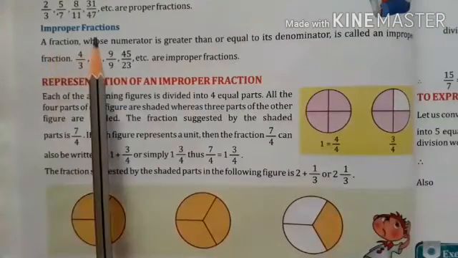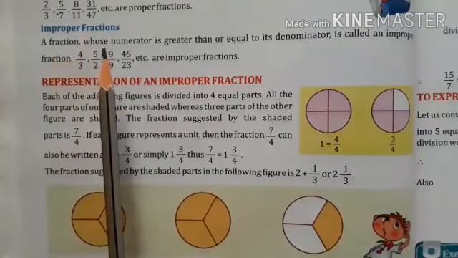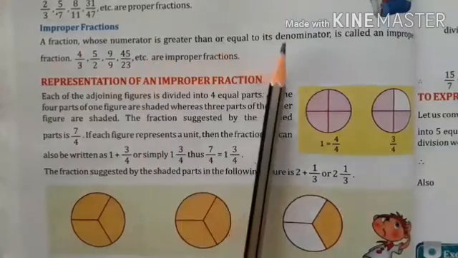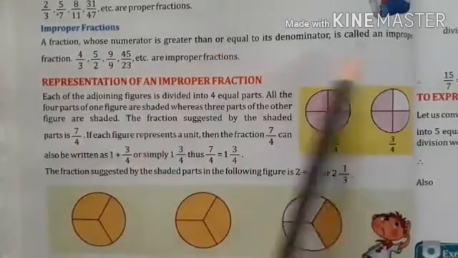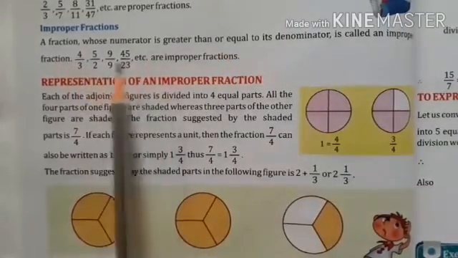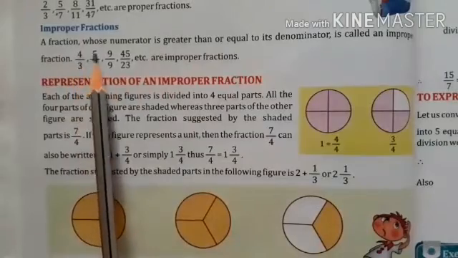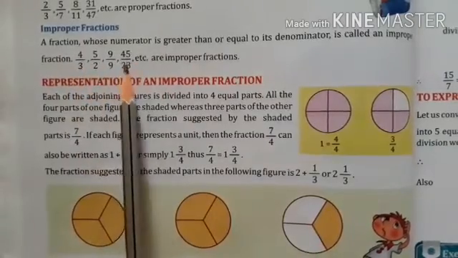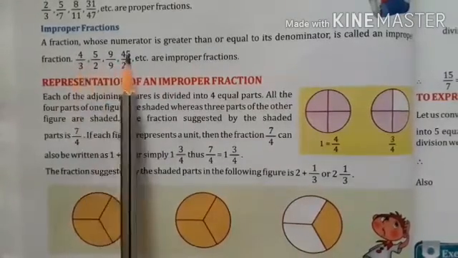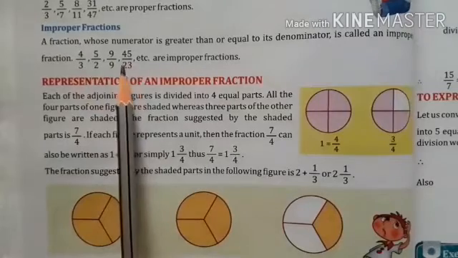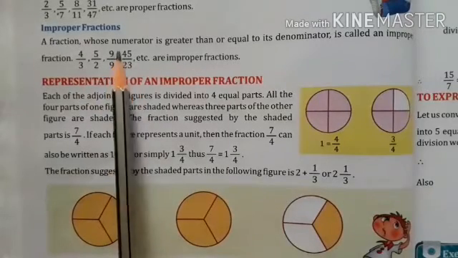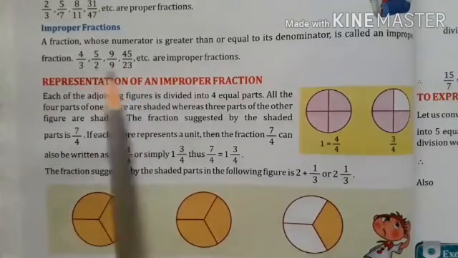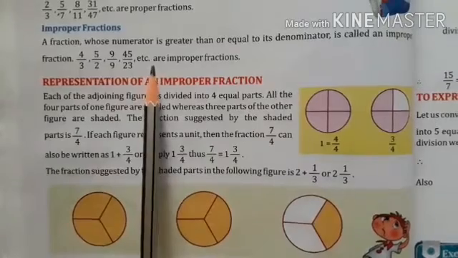Next, improper fractions. A fraction whose numerator is greater than or equal to its denominator is called an improper fraction. Look here, students. In 4 by 3, 5 by 2 and 45 by 23, the numerator is greater than the denominator, right? And in 9 by 9, the numerator is equal to the denominator, right? So these are called improper fractions, okay?